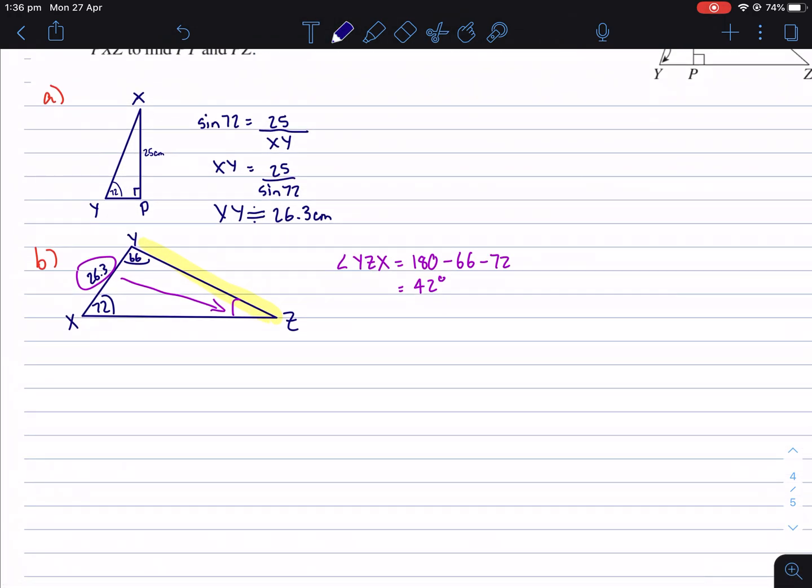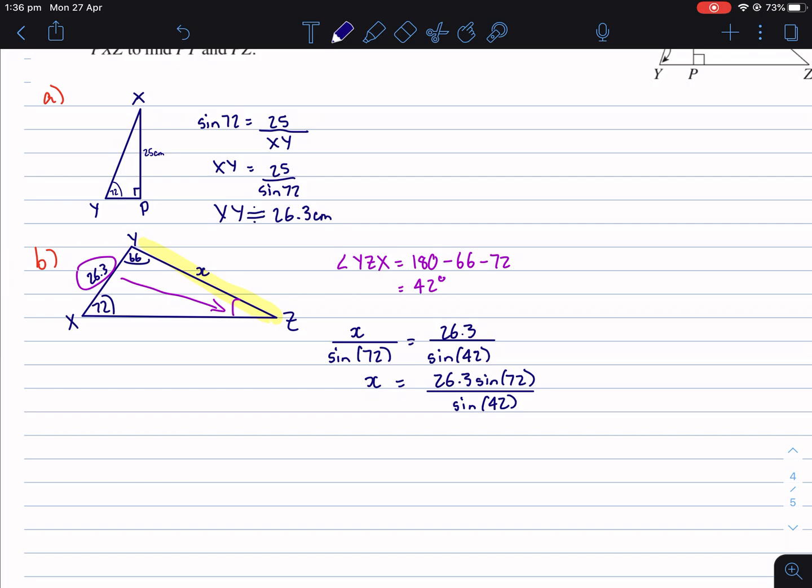So we know YZ, so we could call it like little x or something. Yeah, let's call it little x. I like little x. Over the sine of the opposite angle, so that's the 72, equals the 26.3 we know, over the sine of its opposite angle, which we have calculated. So x equals 26.3 sine 72 over sine 42.